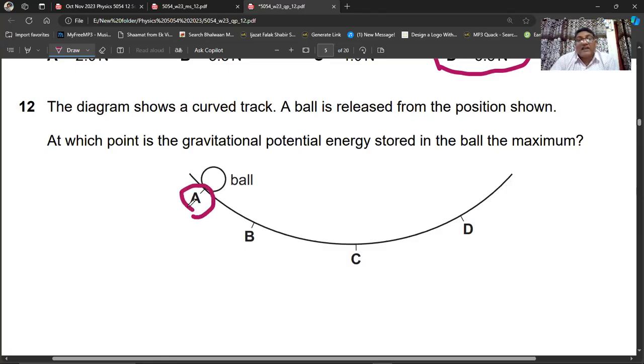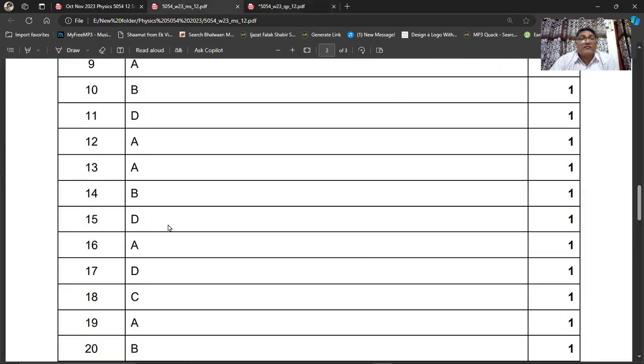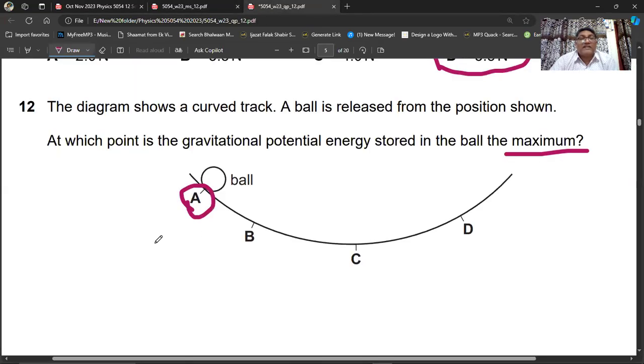I think that is A, because their question is, at which point is the gravitational energy stored in the ball maximum? So that will be at point A. Question number 12, A is the answer, sir.